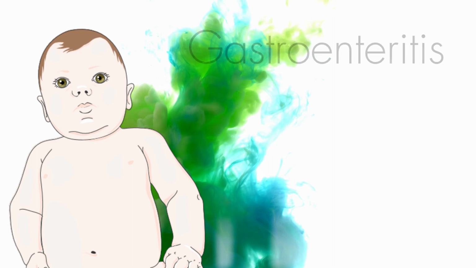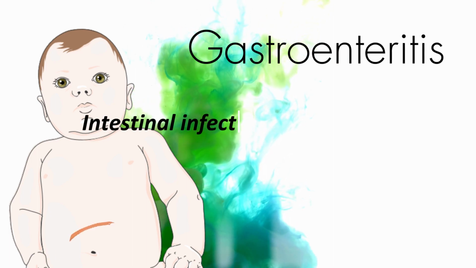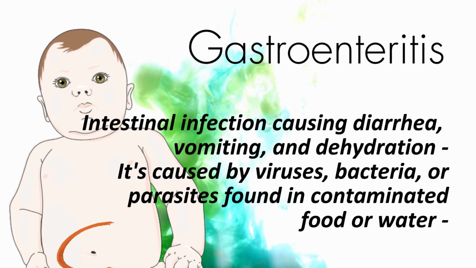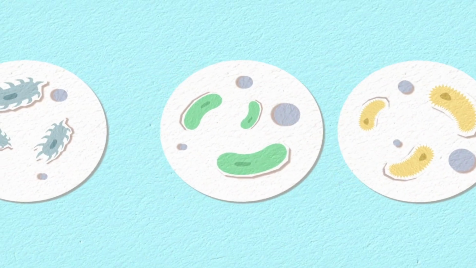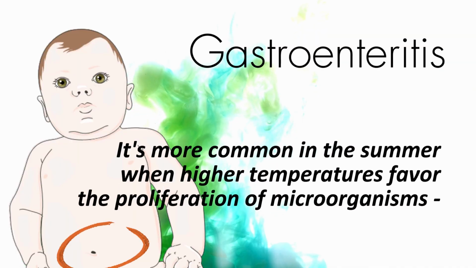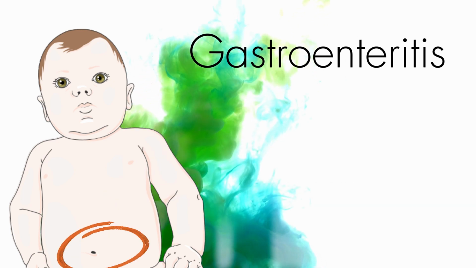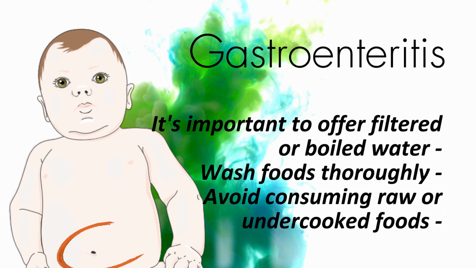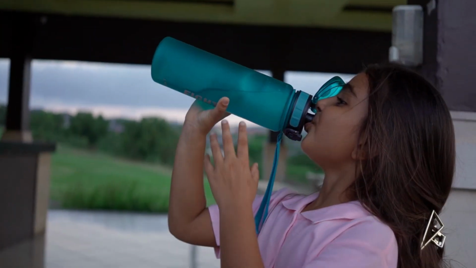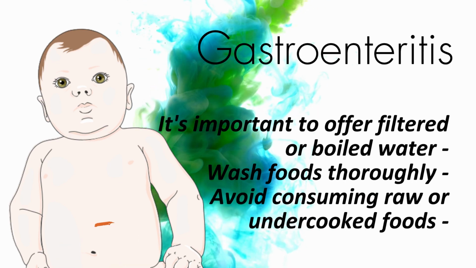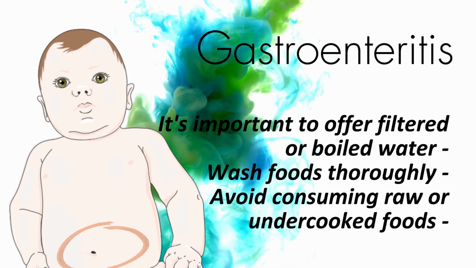The seventh is gastroenteritis, which is an intestinal infection causing diarrhea, vomiting, and dehydration. It's caused by viruses, bacteria, or parasites found in contaminated food or water. It's more common in the summer, when higher temperatures favor the proliferation of microorganisms. To prevent gastroenteritis, it's important to offer filtered or boiled water to children. Wash foods thoroughly before consumption and avoid consuming raw or undercooked foods.